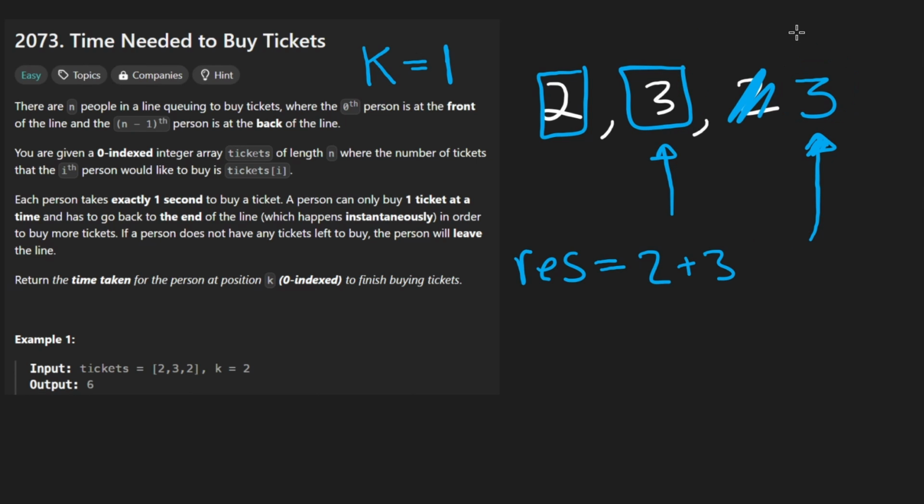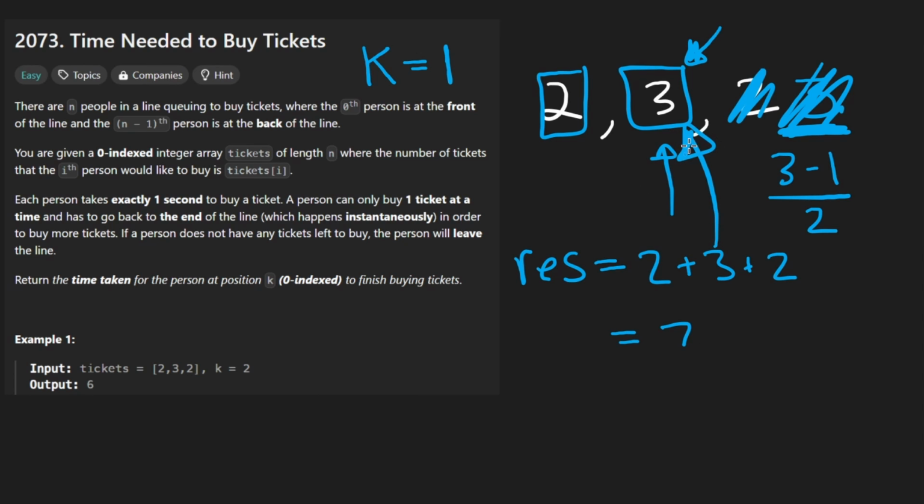So really what's true is this person only needs to buy 3 minus 1 tickets before this person gets the 3rd turn. So for any value that's going to come after index K, if that value is less than the value at index K, which it was previously when this was a 2, we will go ahead and take that value and add it. But if that value is greater than or equal to this value, then we can ignore that value and just replace it with this value minus 1. So 3 minus 1, which is a 2. So in that case, we would add 2 here, and it would only take 7 seconds for this person to buy all the tickets that they want.